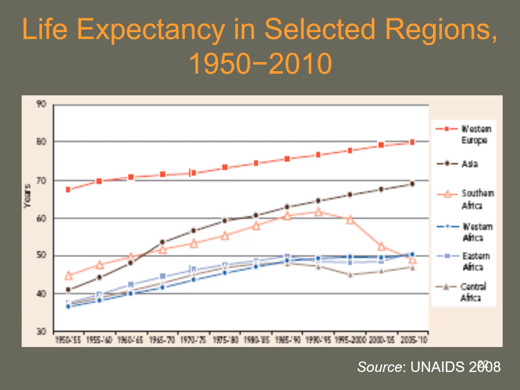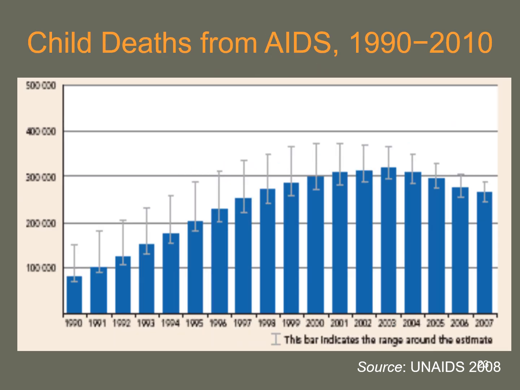So this is just a geographical map, regional, in terms of life expectancy between 1950 to 2010. Child deaths from AIDS from 1990 to 2010. So this is how the deaths have been happening. So you can see that somewhere in 2004, 2003 it was the highest. In 2007 it reduces a bit.